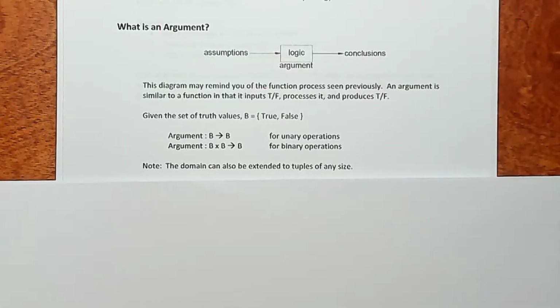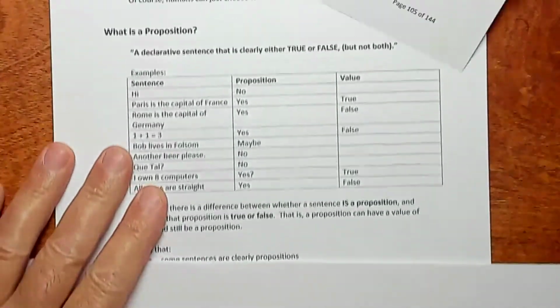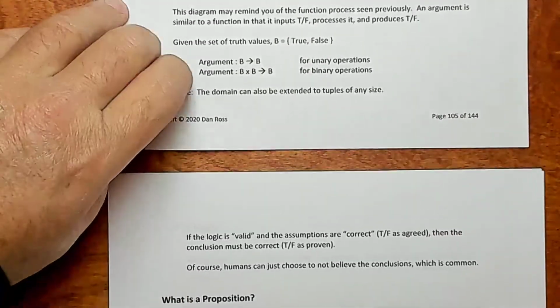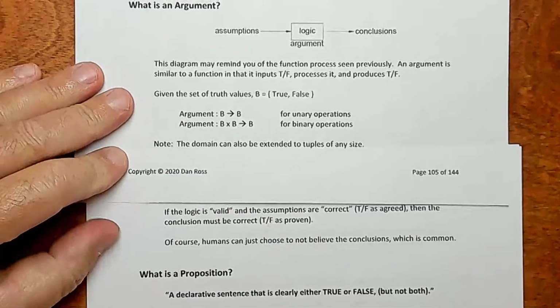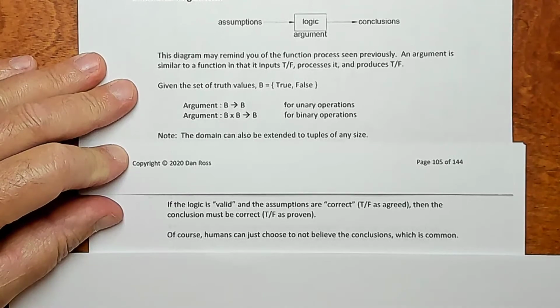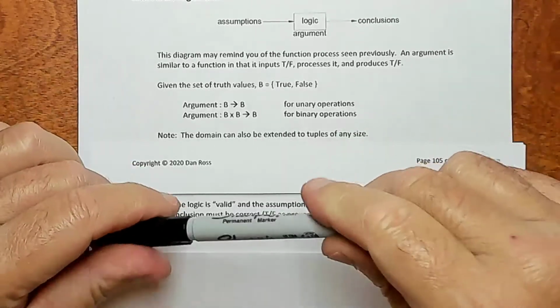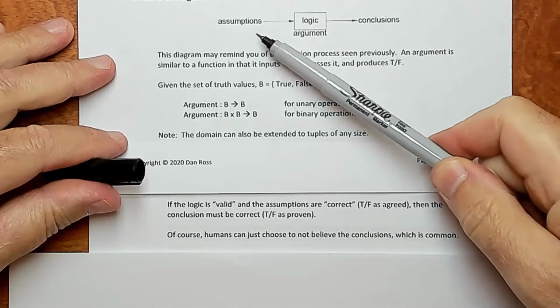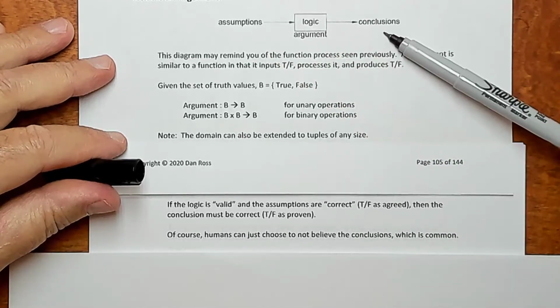So we'll talk about that a little bit more, but let's move on here. Let's say you have some argument, then you have 3 parts to it. You have the assumptions, you have the logic, and then you have the conclusion.